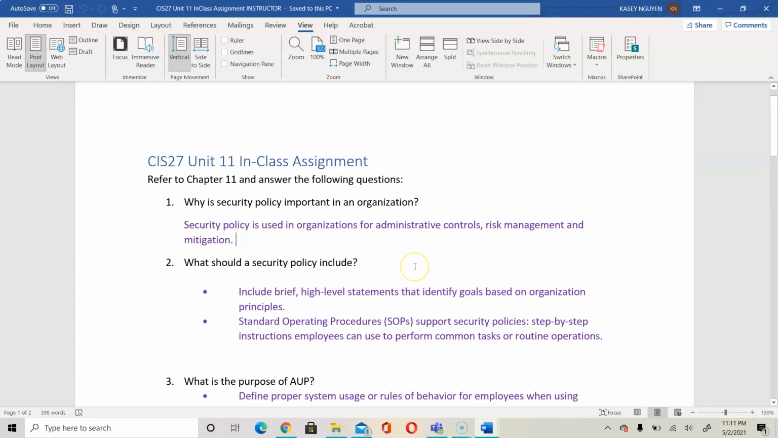Question 2 asks you, what should the security policy include? It should include brief, high-level statements that identify goals based on organization principles. And it should reference the standard operating procedure that supports the policy, and the procedure is different than the policy in that it has step-by-step instructions that employees can use to perform tasks or routine operations.